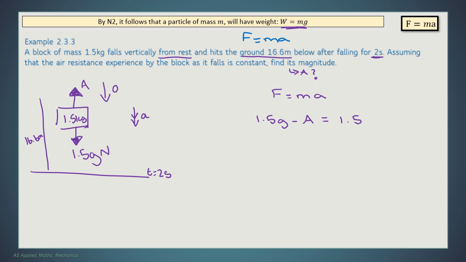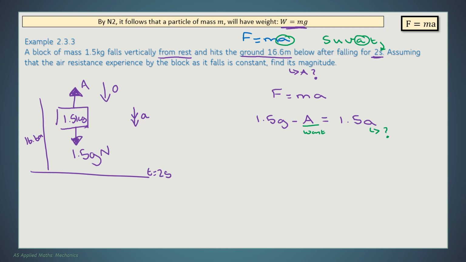So here the acceleration is not known, and you should have worked out that the link between F equals ma and the SUVAT equations, which we're getting as soon as we see time and displacement mentioned, is the acceleration. So that's the link between the two. So I can't find A, so that's what I want. But first I need to find the acceleration, and that's where the rest of the information comes in.